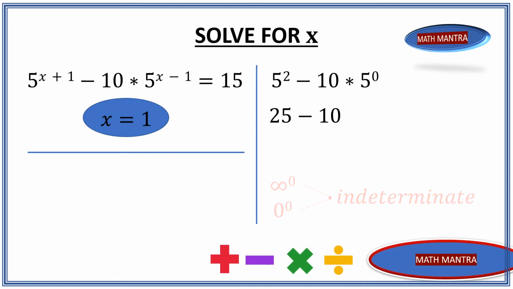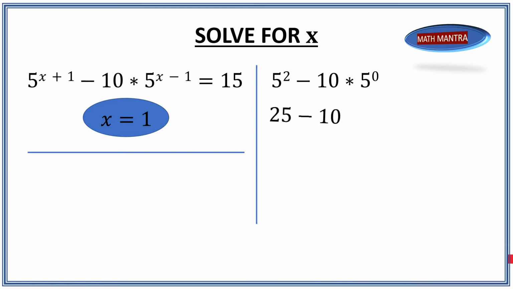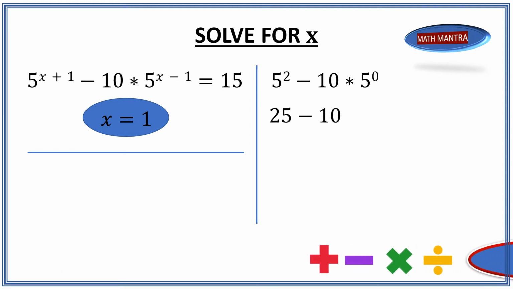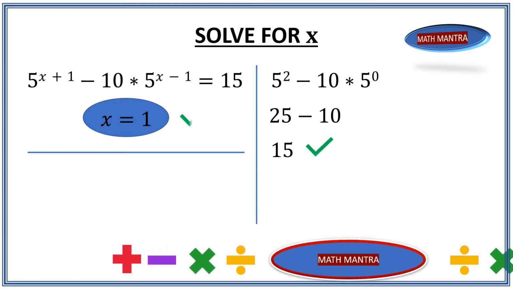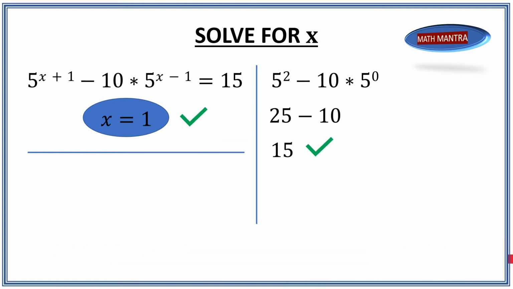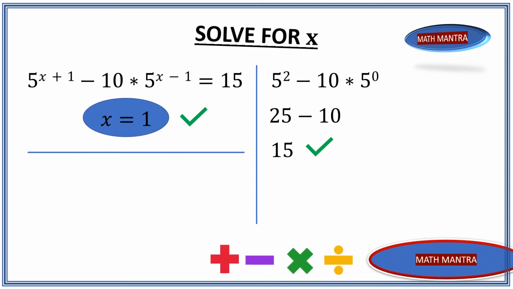So you'll have 5 squared minus 10 times 5 to the power of 0, which is 1. So 10 times 1 is 10. So 25 minus 10, which is 15, which is exactly what you have on the right side. It basically checks out, right? So that means x is equal to 1 is the correct answer. Easy, isn't it?